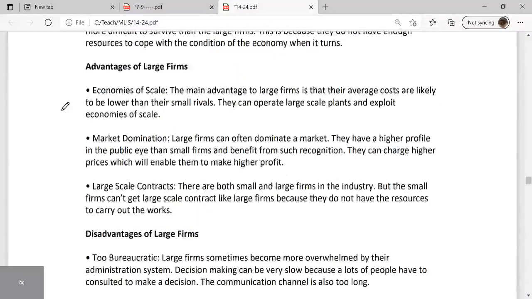Then let's talk about the advantages of large firms, which are very similar to the disadvantages of small firms. See that small firms fail to achieve economies of scale, but large firms can achieve economies of scale. Small firms are vulnerable in the market, but large firms are dominant in the market. The small firm cannot afford large scale contracts, but large firms have a huge amount of resources and finance, so they can afford large scale contracts.